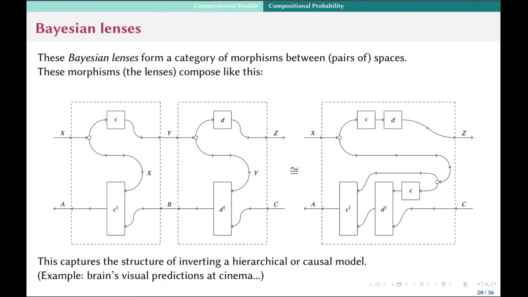Okay, and this is what you call a Bayesian lens. Yeah. Then these lenses form a category, and they compose according to this lens composition rule, which I'm not going to talk about, I'm just saying that it exists and the rule is here. Right. Okay, that's very cool. Thank you.